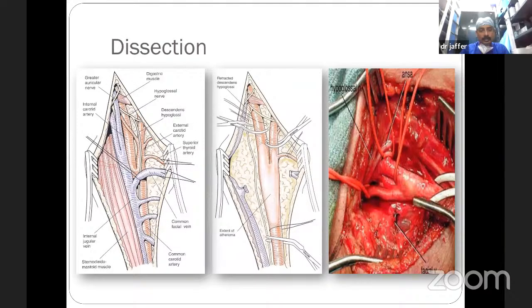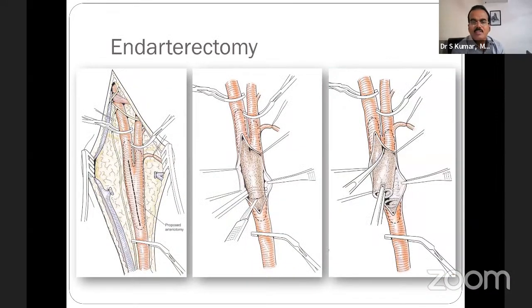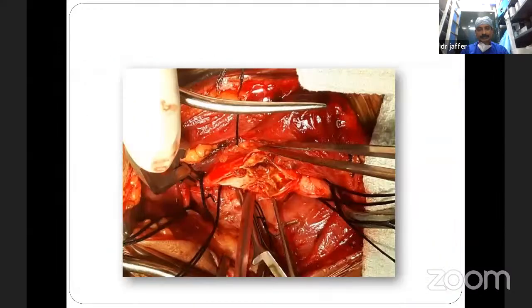And coming to the dissection, I'll just give a brief of this. Sorry to interrupt, Dr. John. Can you wind up in 2 minutes? Because you're already exceeding and we are going to have another talk. Yeah, please proceed. If possible.